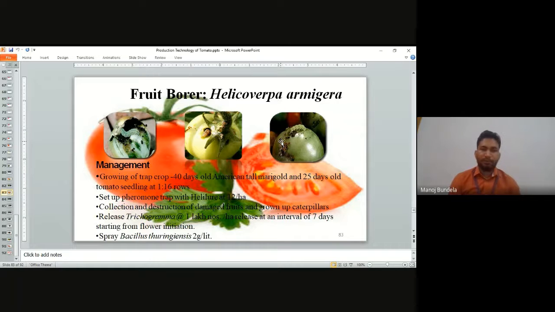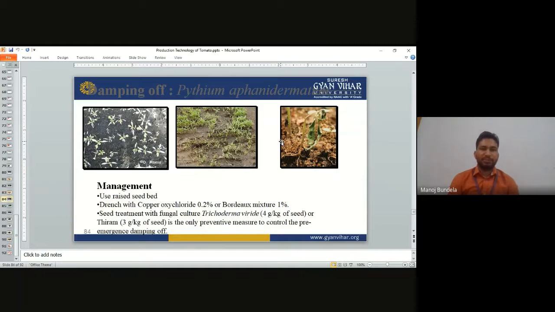Set up pheromone traps, on a schedule, to control the fruit borer. Collect and destroy damaged fruit and the growing caterpillars. We have to collect the caterpillars and destroy them. Release Trichogramma, and we can release Bacillus thuringiensis at 2 gram per liter of water to control this.